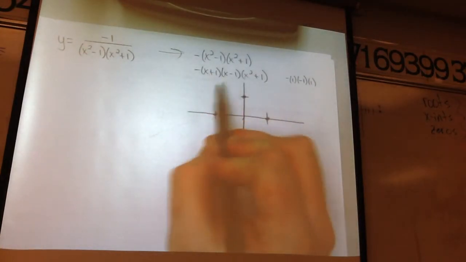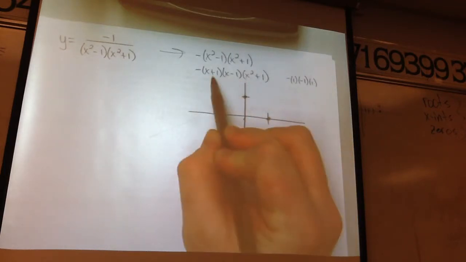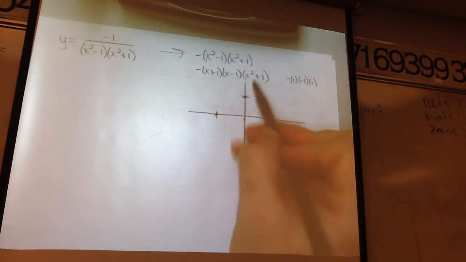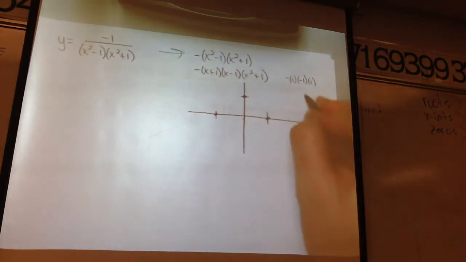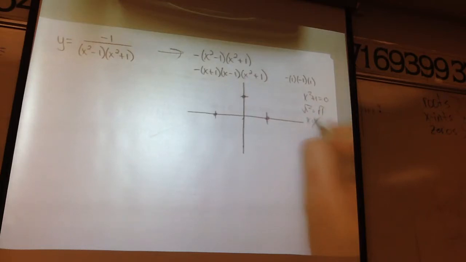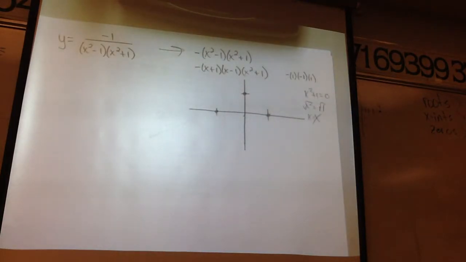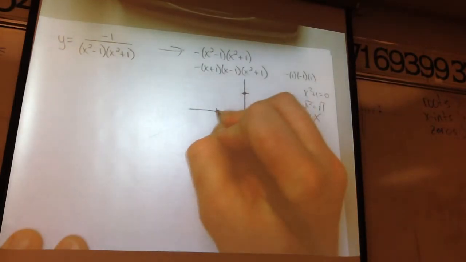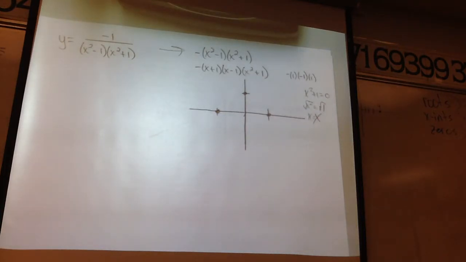For the x-intercepts, set each factor equal to 0, solve it, get -1 from here, get +1 from here. This one I don't get any x-intercepts from, because if I set it equal to 0, x squared equals -1, square root it, and you get imaginary zeros, which are not going to go on my graph. We might graph imaginary ones later. So we're here and here.